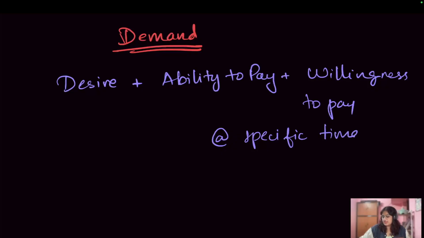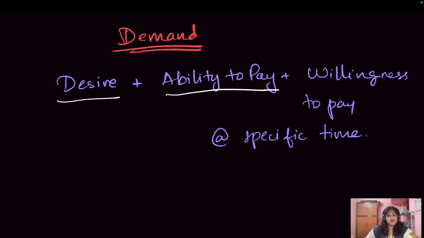So here what we have to understand is, not simply desiring something will not create demand. You want to buy a Mercedes car, but you do not have the money to buy that car. Then it is not a demand. It is just a desire. So for it to become a demand, you should have the desire to purchase something. Then you should have the ability to pay. You should have the money with you to purchase that thing. And you should also have the willingness to invest that money to purchase something.